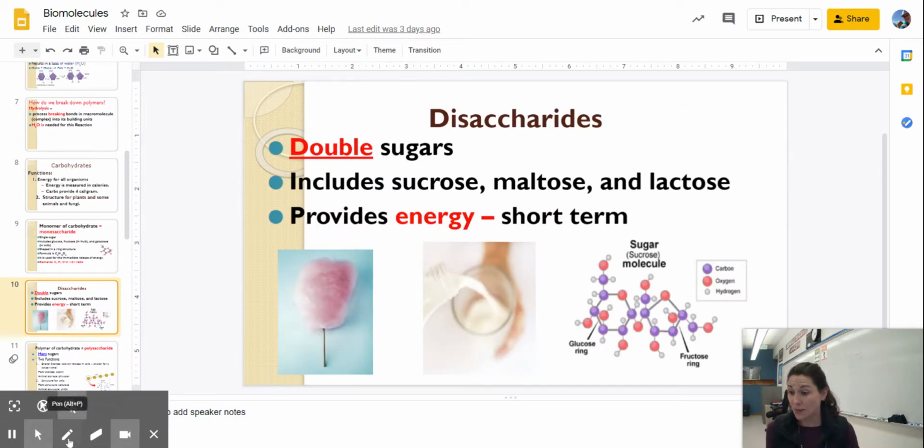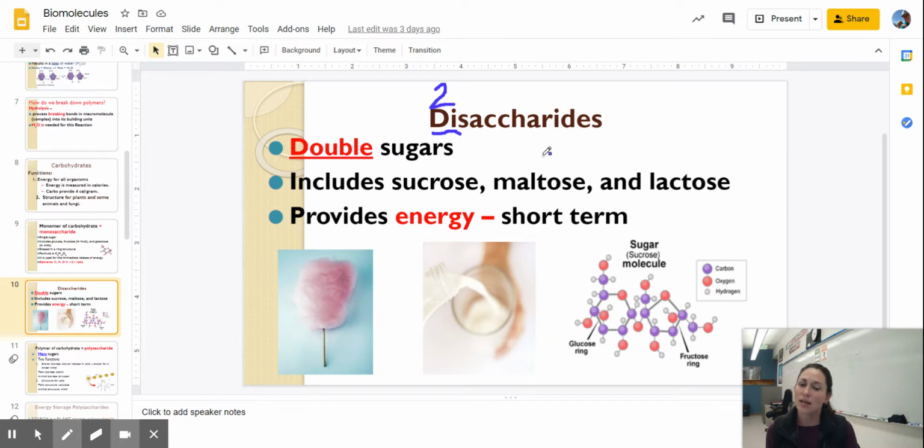Now, sometimes we have sugars that are a little more complex than monosaccharides, but not as complex as maybe a polymer would be. And that example is a disaccharide. The prefix di means two. So these are technically 2 sugars that are linked together, or we call them double sugars. The one that you should know is sucrose, that's table sugar.